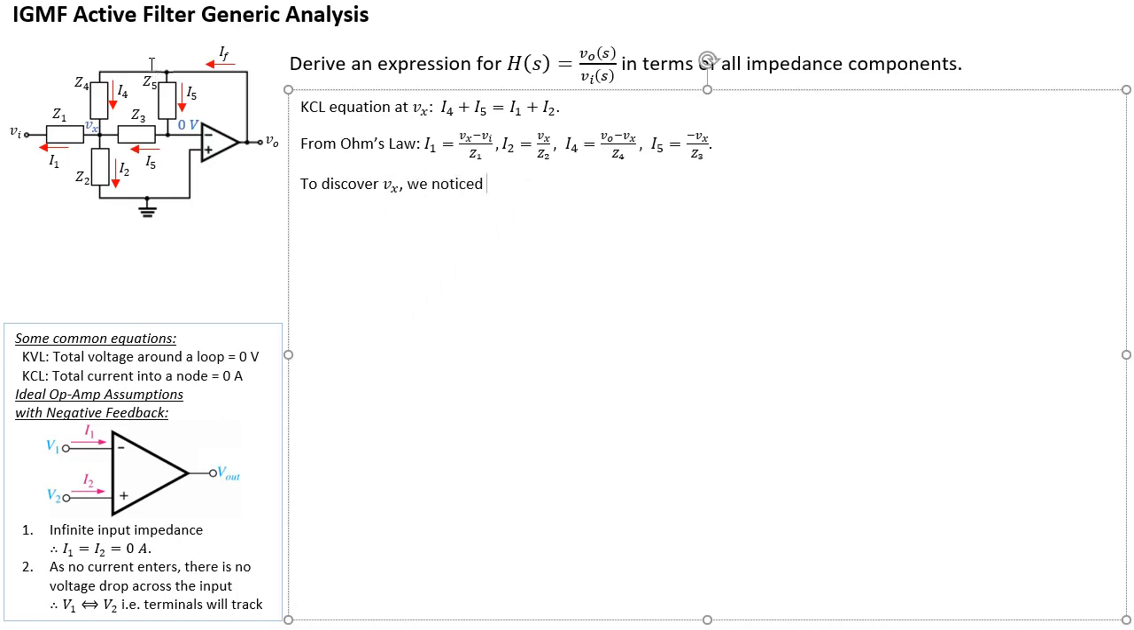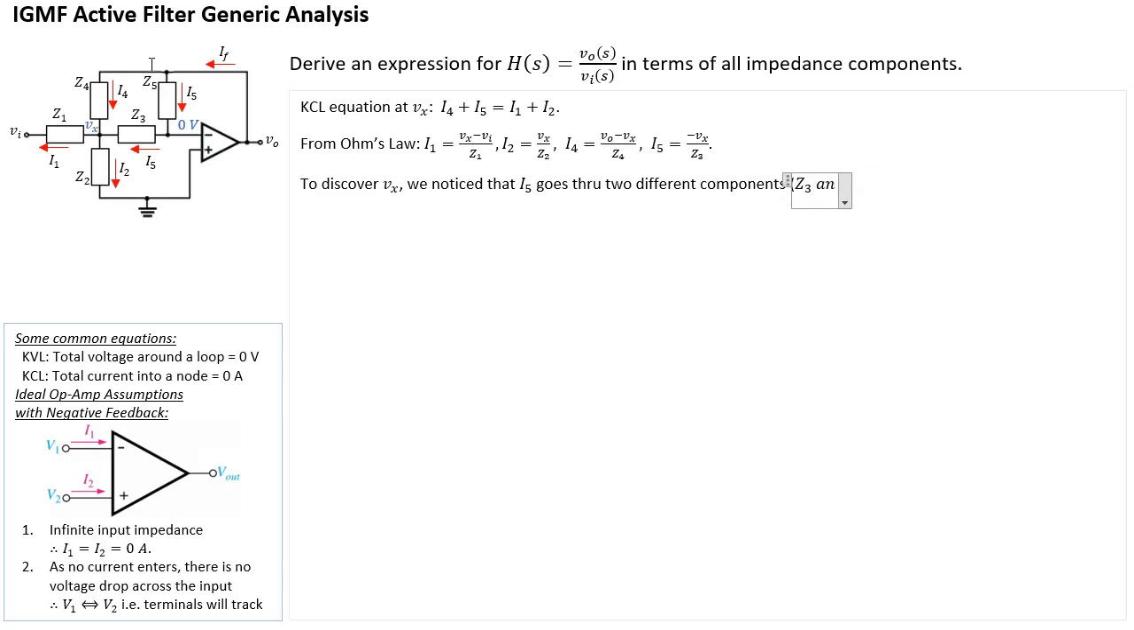We notice that I5 goes through two different components. Let me say what they are: that's Z3 and Z5. We can see I5 flowing through both. So I can say that the current across Z3 is the same as the current across Z5. So what is the current across I5? I equals V over R. So V over R here is, of course, 0 minus Vx over Z3, right? So I5 going through Z3 is 0 minus Vx over Z3.